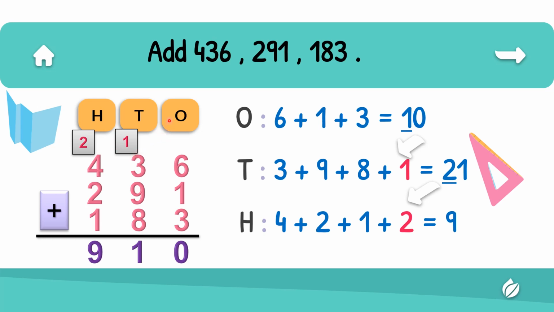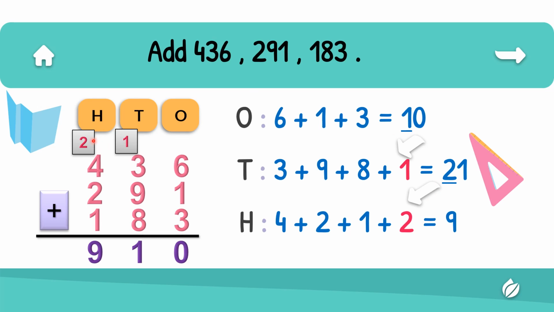Next step, you will add ones column. 6 plus 1 plus 3, that will be equal to 10. Write this 0 under ones column and take this one carry to tens. Now 3 plus 9 plus 8 plus this one carry, this will be equal to 21. Write this 1 under the tens column and take this 2 carry to hundreds column.